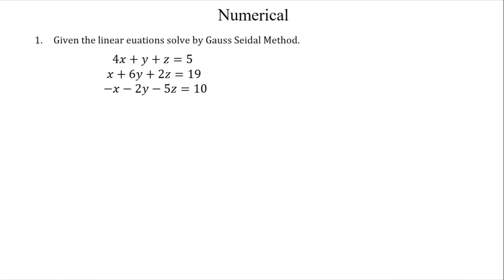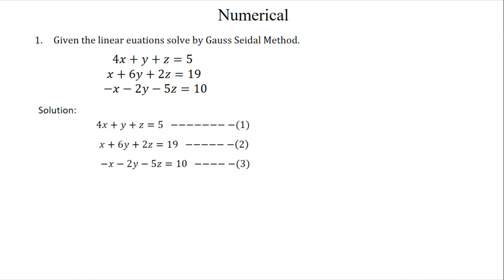Three simultaneous equations are given, with three unknowns x, y and z. The first equation is 4x + y + z = 5. The second equation is x + 6y + 2z = 19. The third equation is -x - 2y - 5z = 10. We have to solve these three simultaneous equations with the help of the Gauss-Seidel method.